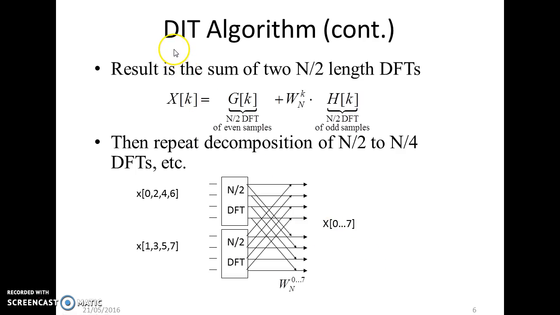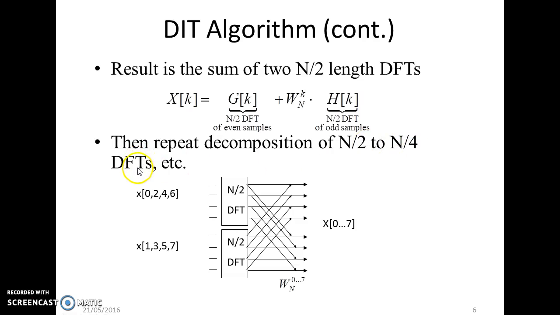In decimation in time algorithm, we can write the result of the first decomposition as the sum of two N by 2 length DFTs. That is X of k equal to G of k plus WN raised to k H of k, where G of k is the N by 2 DFT of even samples and H of k is the N by 2 DFT of odd samples. Then we repeat the decomposition of N by 2 to N by 4.